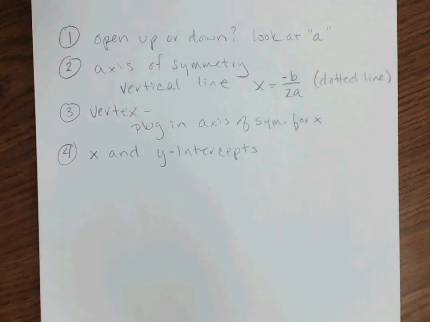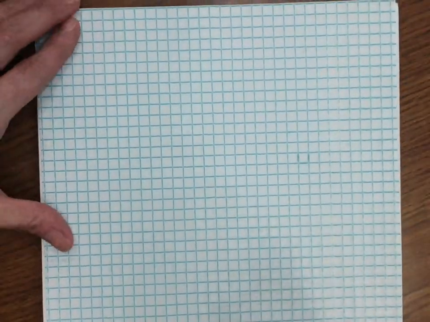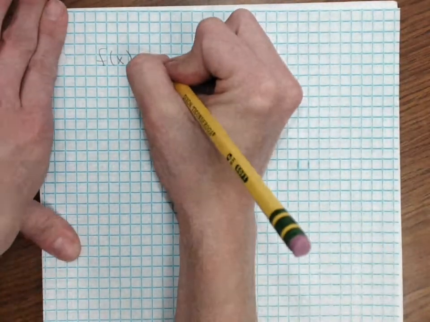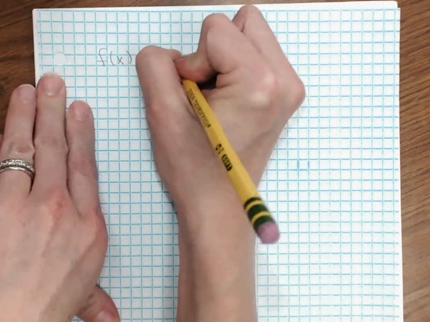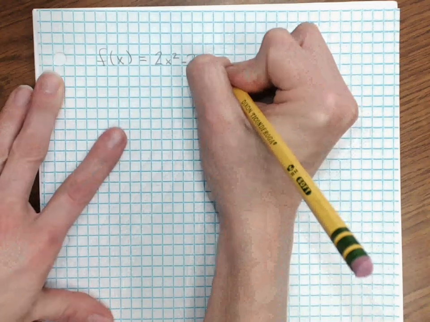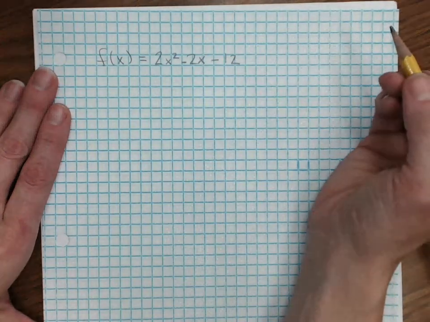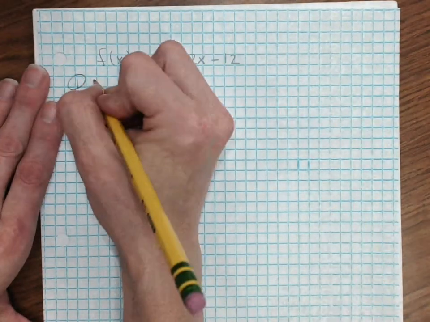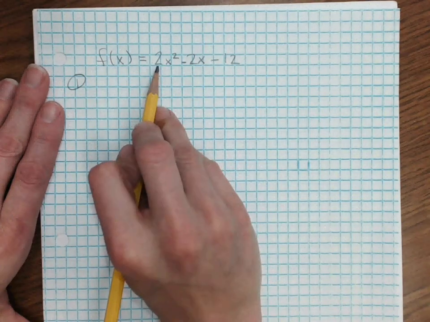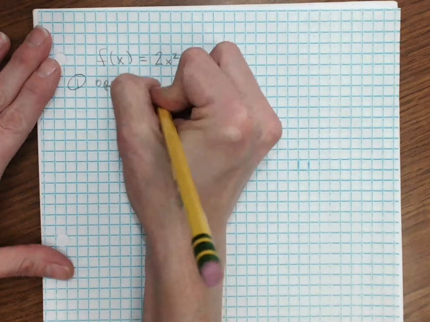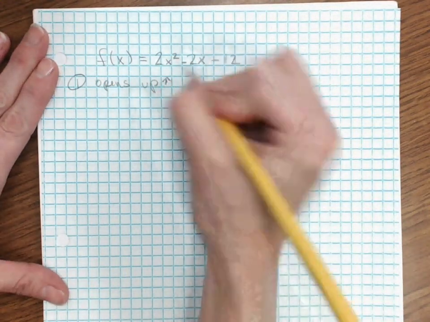Let's see if we can graph it. I'm going to switch over to graph paper here so that you guys can see a nice pretty graph. So let's look at the function f of x is equal to 2x squared minus 2x minus 12. For this one, the first question is, does it open up or down? And I'm going to need to know what a is. a is a 2, so this one opens up, because it's a positive, so I know it's going to be opening up.